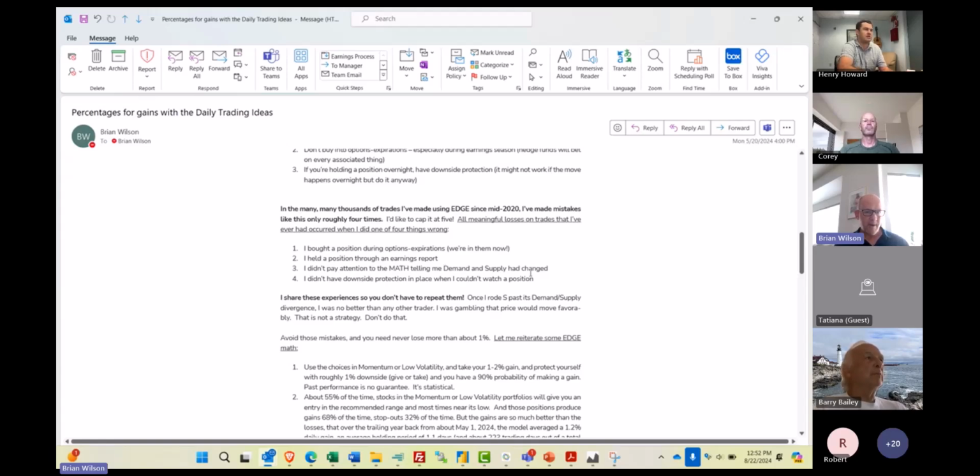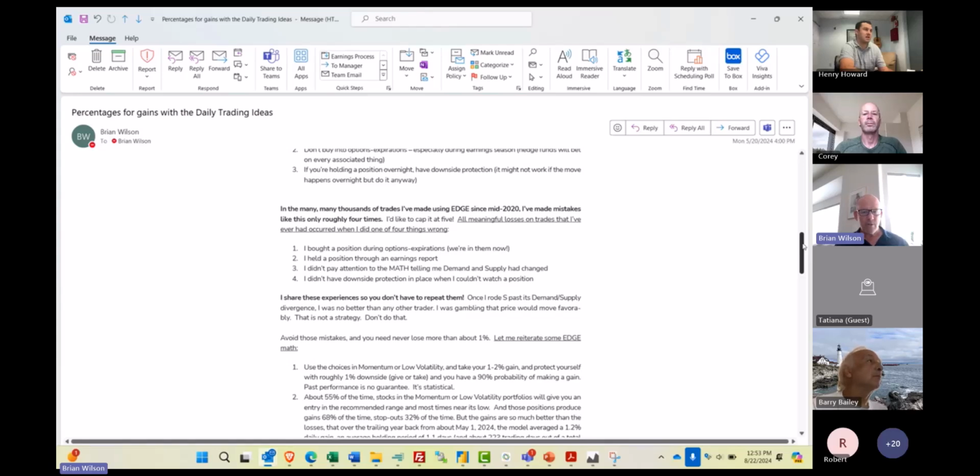You have to pay attention to the math. If you get into a name and the demand supply setup changes in that name, well, it might be time to exit that particular position, and then having downside protection in place is important. So when you incorporate these elements, making sure that you have risk management components taken care of.